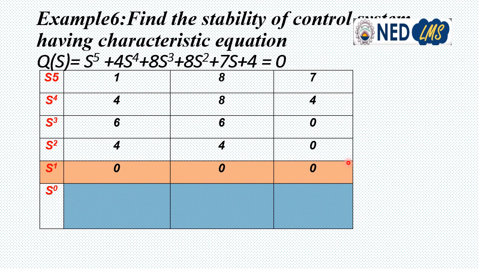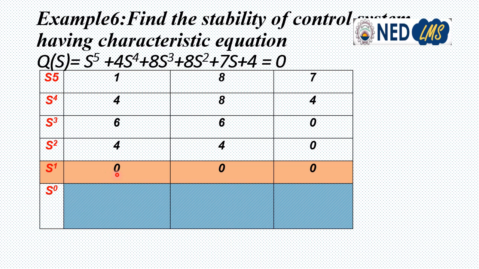So first we write the extreme left column, starting with the highest power of s raised to the power 5, then the decreasing powers: s raised to the power 4, s cube, s square, s raised to the power 1, s raised to the power 0. So s raised to the power 5 is 1. In the s cube row we have 6, 6, 0, and in the s square row we have 4, 4, 0, and then we go to the s raised to the power 1 row.